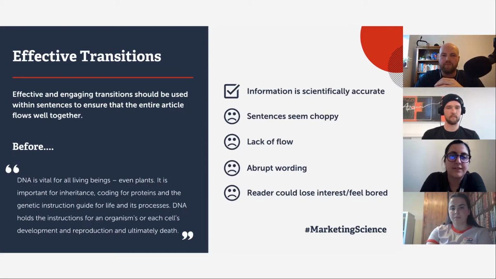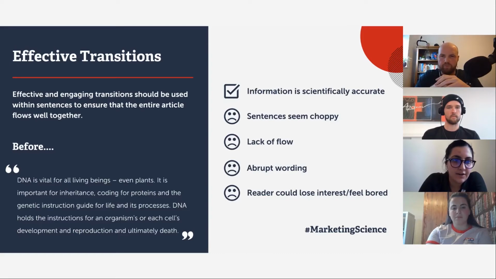So it's also very important for scientific writers to use effective transitions between any sentence, paragraph, or section within the article. Engaging transitions should also be used within sentences to ensure that the entire article flows really well together. I just wanted you to consider the following few sentences discussing the biological functions of DNA.